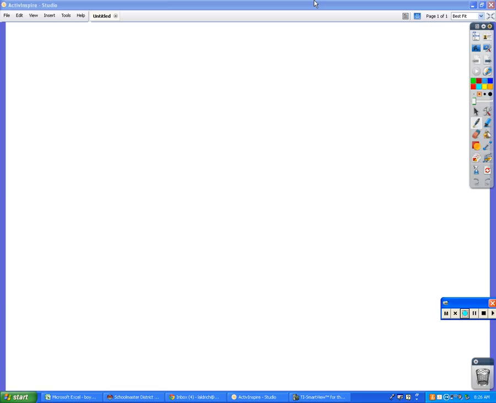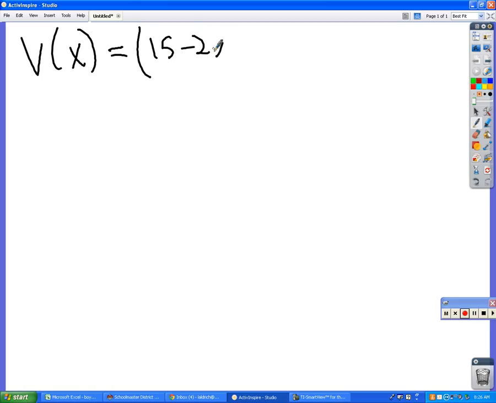All right, so yesterday we were working on a cardboard box, right? And we came up with the formula for the volume of the box: (15 minus 2x) times (8 minus 2x) times x. And then what we want to do first is find the domain of this function.